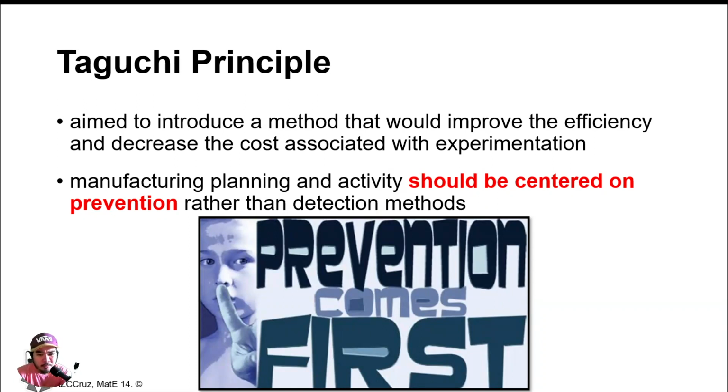So Taguchi aimed to create a method where he wanted the best results in the least amount of time. That's his principle. And he stated that manufacturing planning and activity should be centered on prevention rather than detecting methods, no. So by taking into account all the factors that can affect a process before you actually do the process, you can improve that process in the shortest amount of time, in the most efficient way.